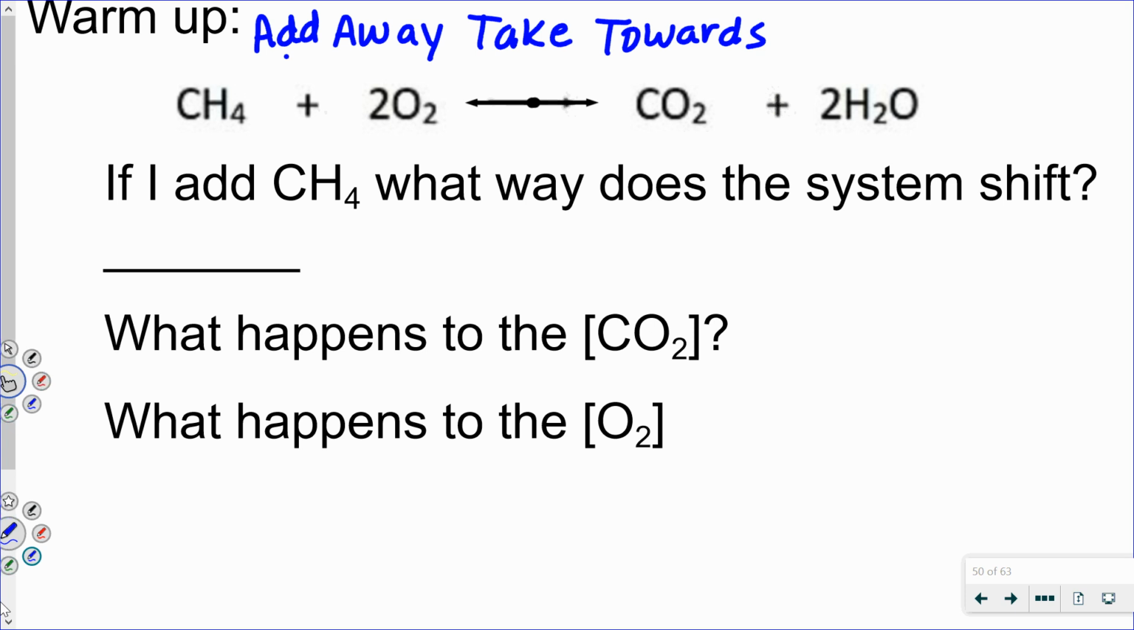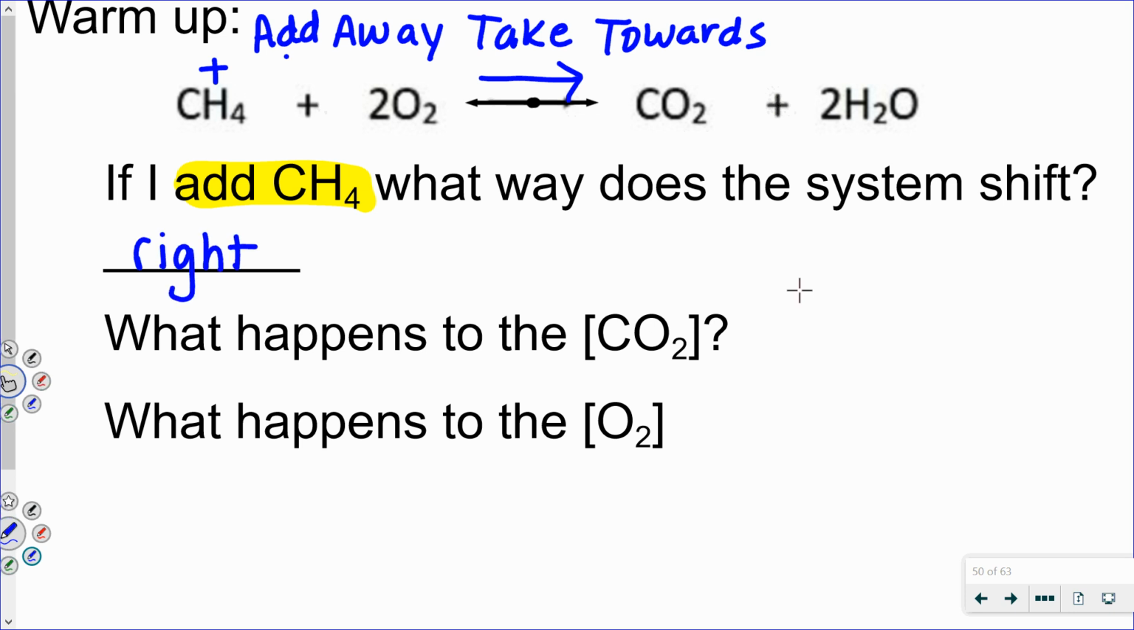Remember, when we do these, we're going to put either a plus or a minus sign over the substance. Now this says we're adding CH4, so I'm going to put a plus sign over the CH4. Remember, if you add something, you shift away. So I'm going to draw a new arrow over my old arrow that is shifting away from this plus sign, which is to the right. So that is a right shift.